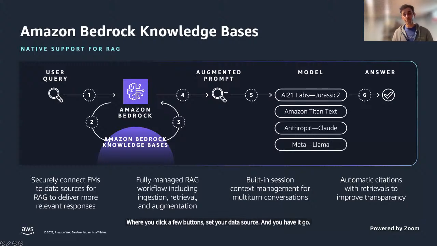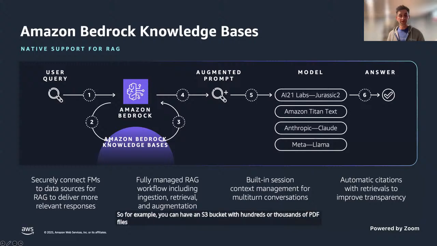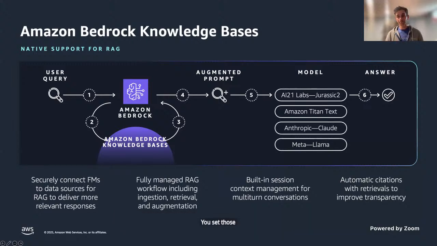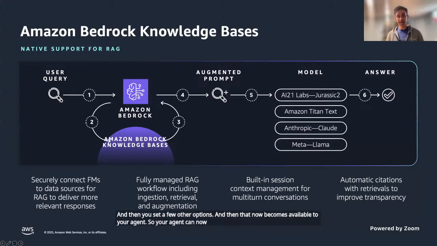So for example, you can have an S3 bucket with hundreds or thousands of PDF files, and maybe you want to make these available for your agent so that it can have more knowledge about whatever is in those PDF files. You put those in S3, you go through the console, you select that as your data source, and then you set a few other options, and that now becomes available to your agent. So your agent can now query that data, and I'll get into how that works in a second.